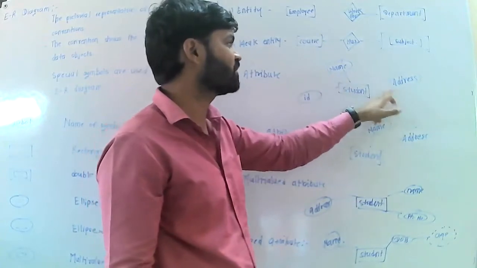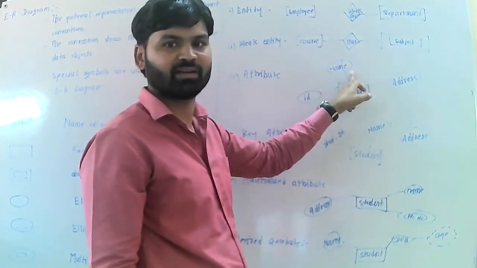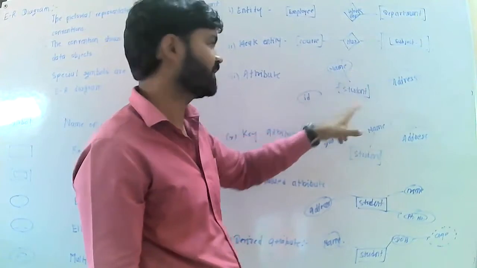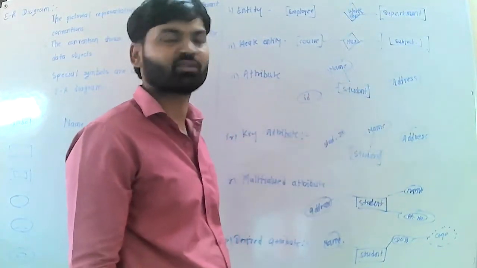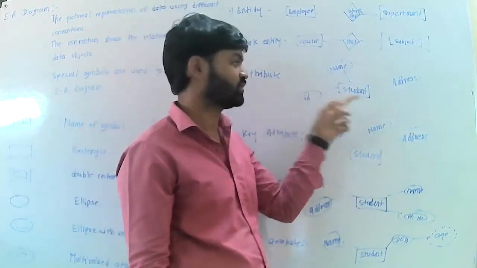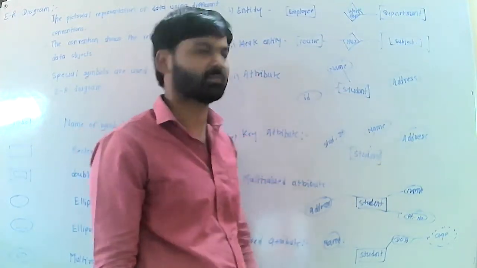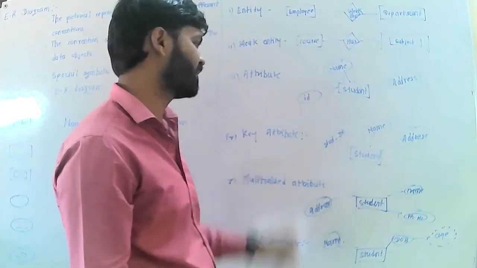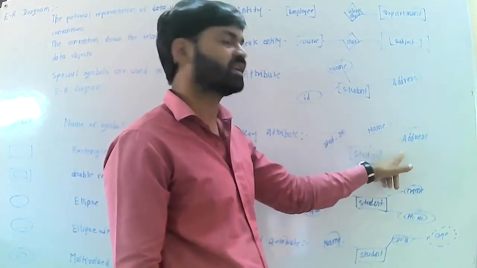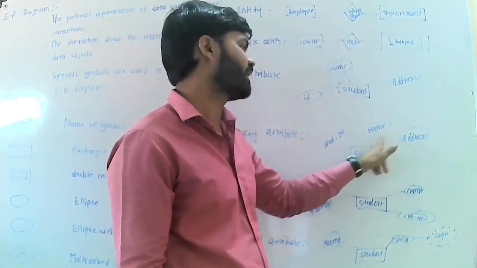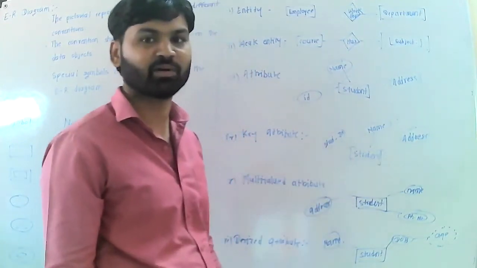These are the columns of your entity or your table. ID, name, address. These are the columns of your table. Which table? Student table. Then key attribute. Student has these three attributes: address, name, and student ID.